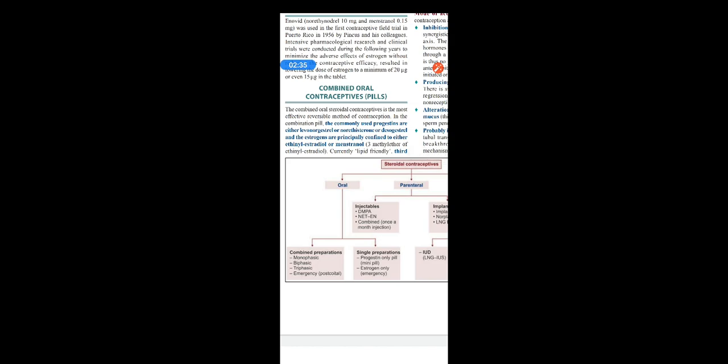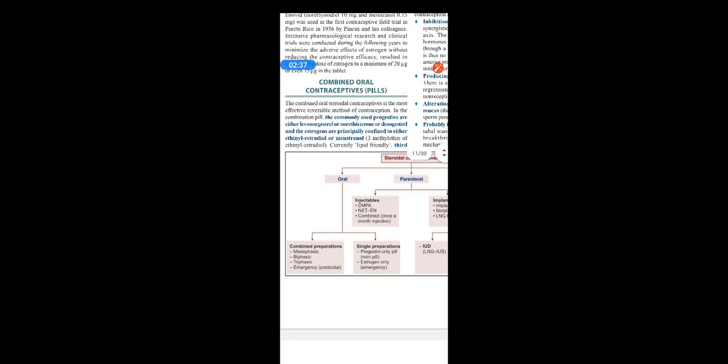In the combination pills, the commonly used progestins are either levonorgestrel, norethisterone or desogestrel, and the estrogens are principally confined to either ethinyl estradiol or mestranol. So these are the estrogens which are used, ethinyl estradiol or mestranol. Currently lipid friendly third generation progestins, namely desogestrel, gestodene, norgestimate are also available.